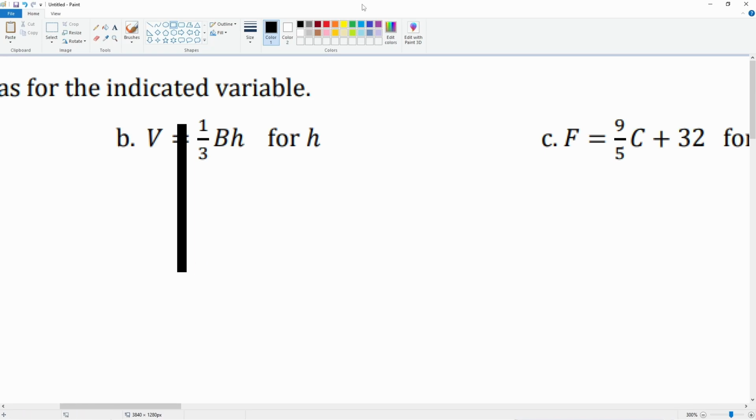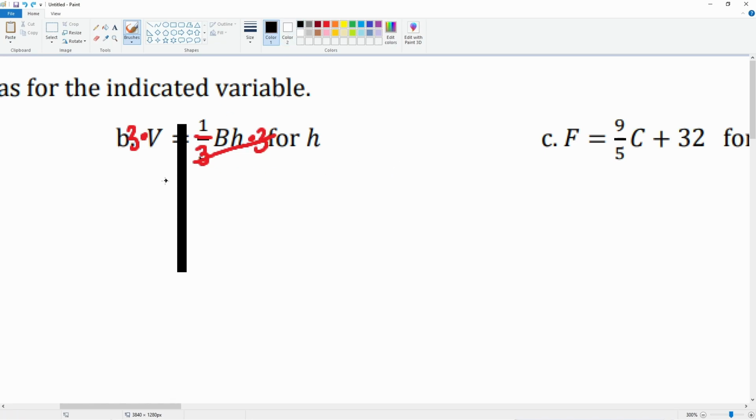All right, next, let's solve for h, but for the v here, this is the volume. So we have to deal with this divide by 3 first. How do you get rid of a divide by 3? Well, we're going to multiply by 3. The divide by 3 and the multiply by 3 cancel, because 3 over 3 becomes the number 1. That is why.